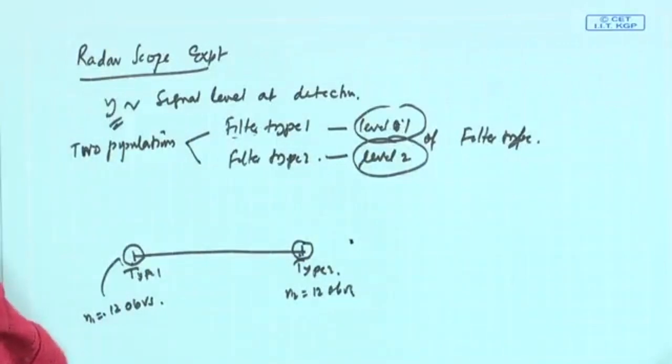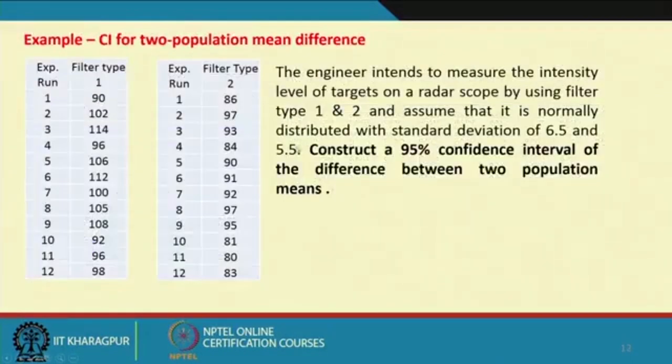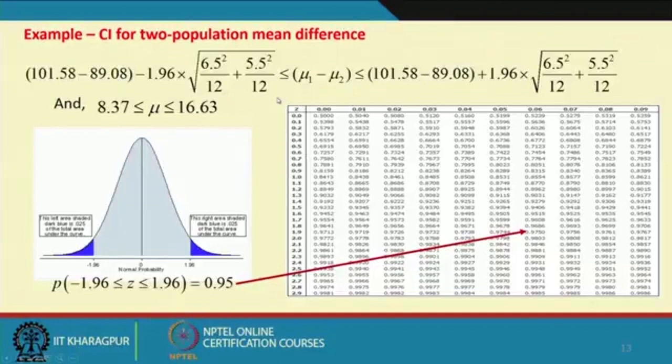Now, what have we computed? We have computed the mean y for population 1, that is filter type 1, and filter type 2, and the variances 6.5 and 5.5, is it given? Yes, 6.5 and 5.5, and the standard deviation, which is the square root of the variance, is given. n1 equal to n2 equal to 12, and you have used the mean minus z into the standard deviation, and then plus z into the standard deviation part. So, the resultant quantity is theta, that is mu 1 minus mu 2.